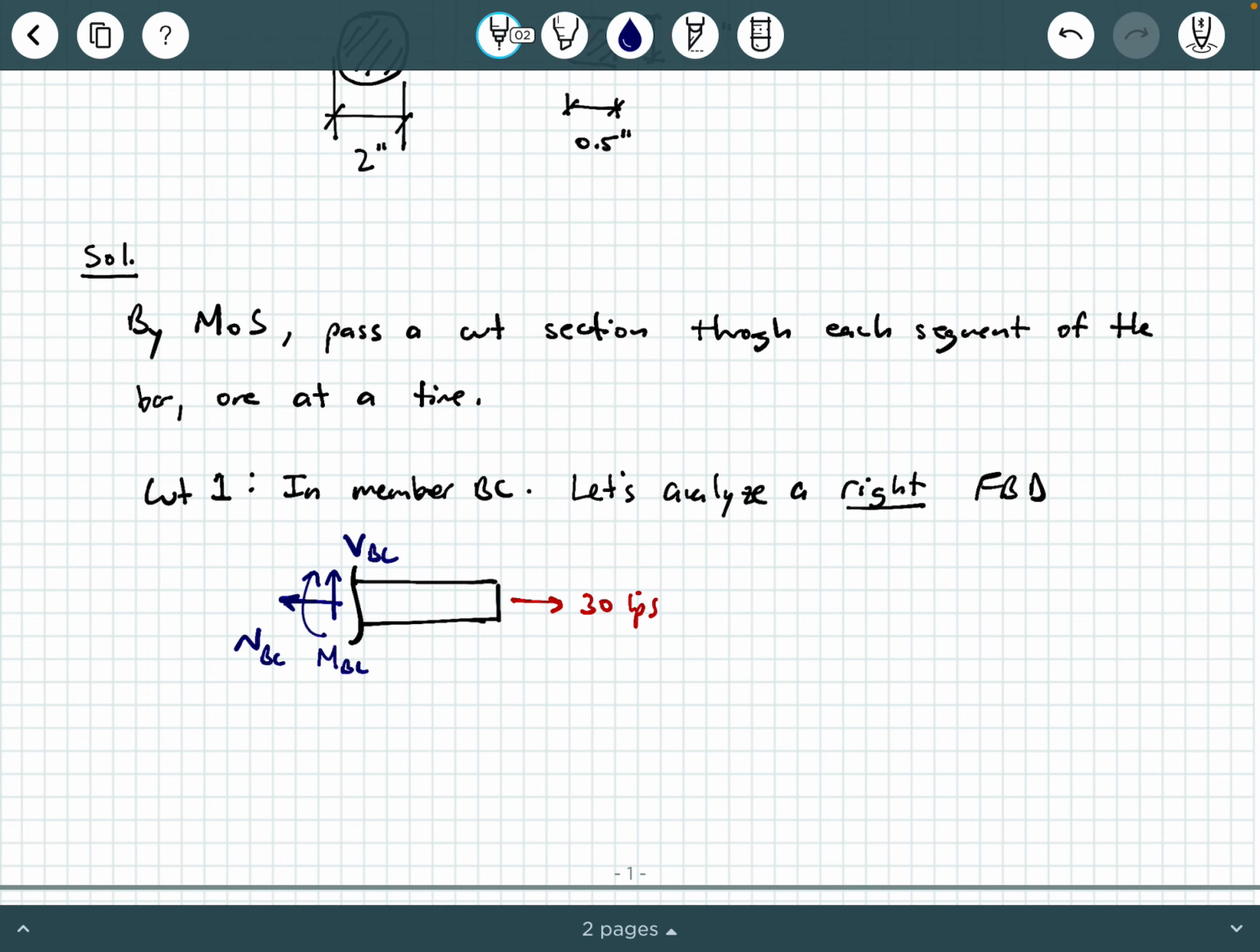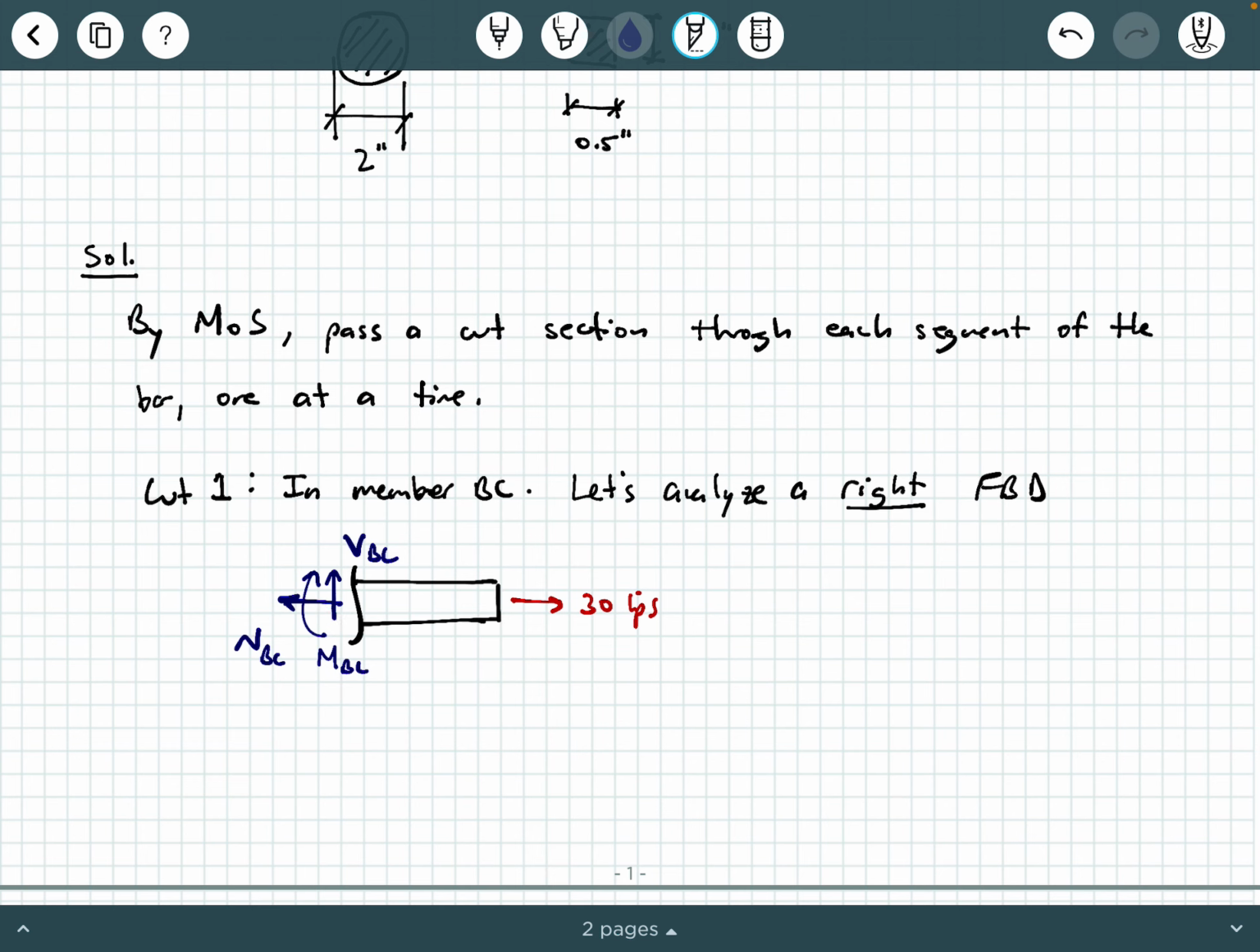Now, here's the thing. Because we know that this is an axially loaded member, and we only have applied forces like this 30 kips that lie along the longitudinal axis of the member, that means that there will be no shear force and no bending moment that show up there, okay? So when you have an axially loaded member, all you really need to draw in that free body diagram is the axial load that comes out of the cut section. In this case, that's a normal force in BC. And why is it called a normal force? Well, it's because it's perpendicular to this cut section, okay?